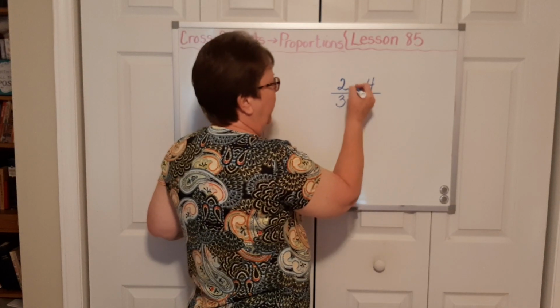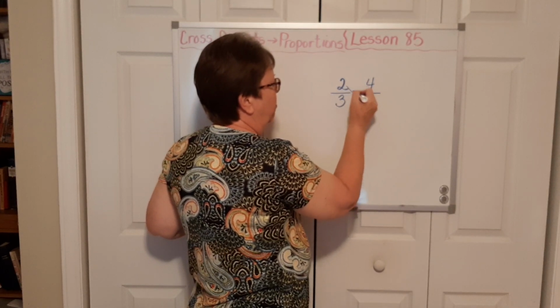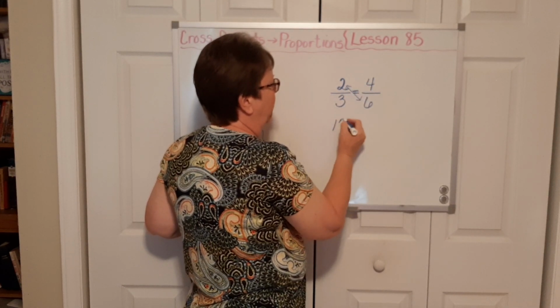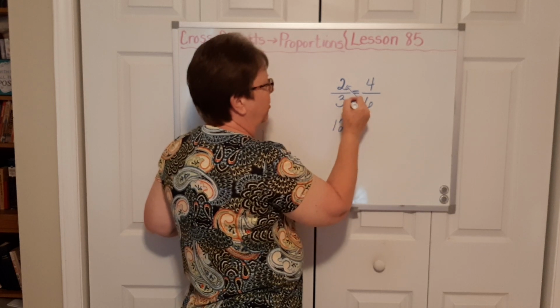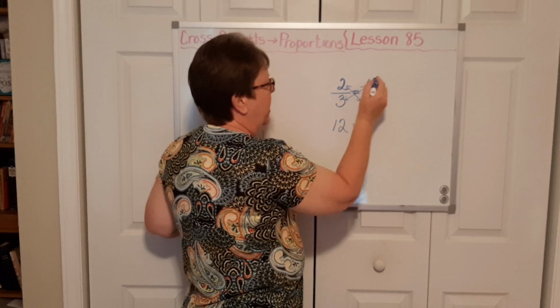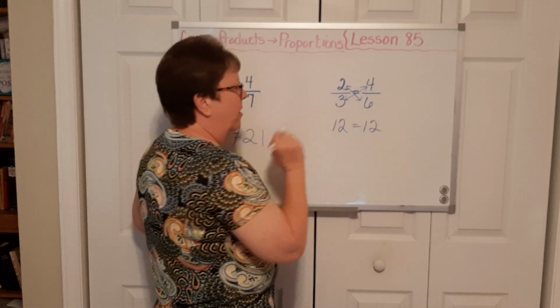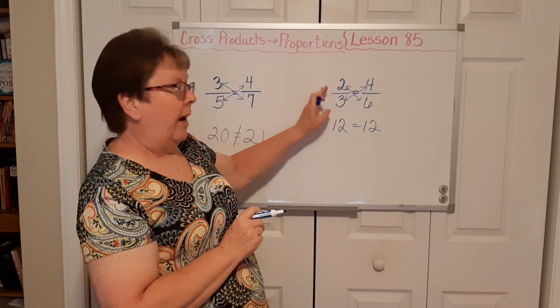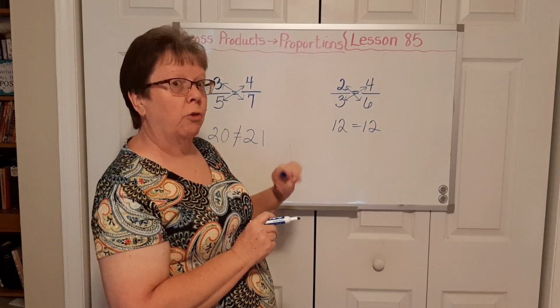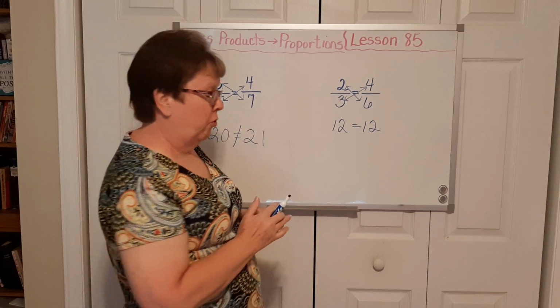Let's look at this one. Let's cross multiply here. Our 2 times our 6 would be 12. And now cross multiply here. Our 3 times 4 is 12. So those are equivalent fractions because 12 does equal 12. So that does form a proportion.